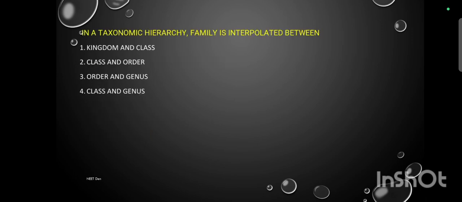Question: in taxonomic hierarchy, family is interpolated between option 1, kingdom and class, option 2, class and order, option 3, order and genus, option 4, class and genus. So the answer is option 3, order and genus.